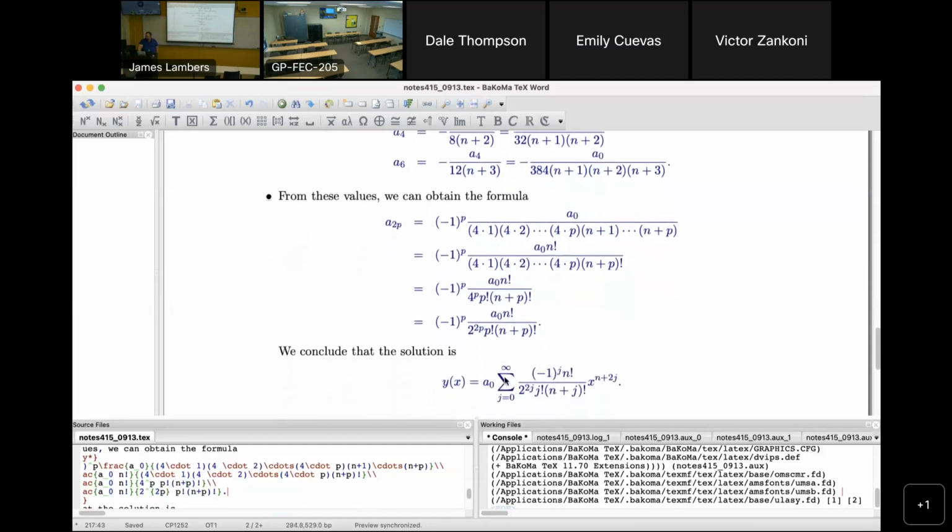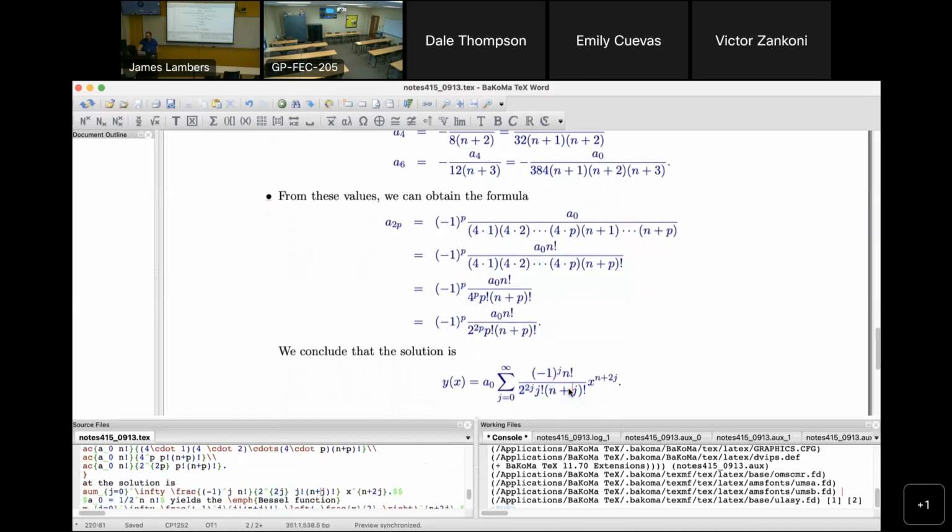So that's our solution, because that's a to 2p. Normally our power series is a_j x to the s plus j, where s is equal to n. Because we only have even powers involved, even-numbered coefficients, we're going to have 2j instead of j. So here I just replace p with j throughout. A0 is a common factor, so that gets pulled out.